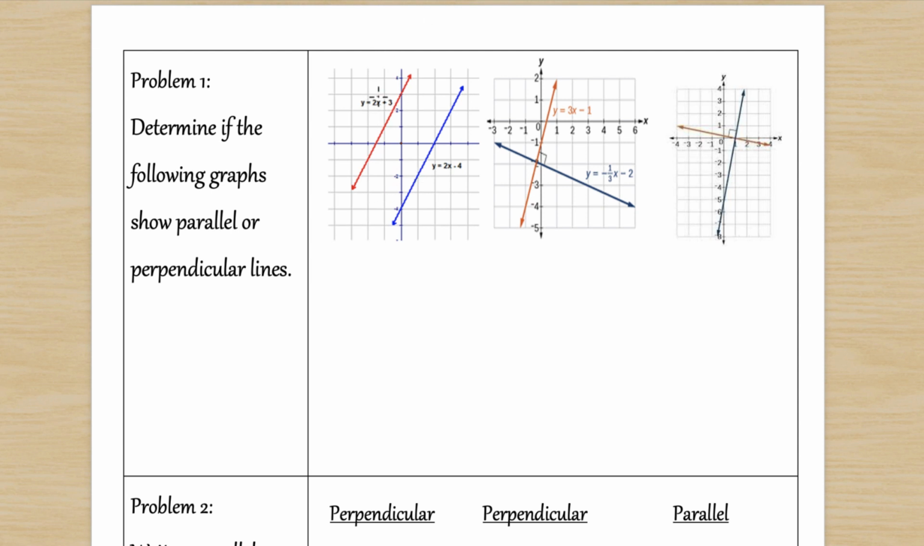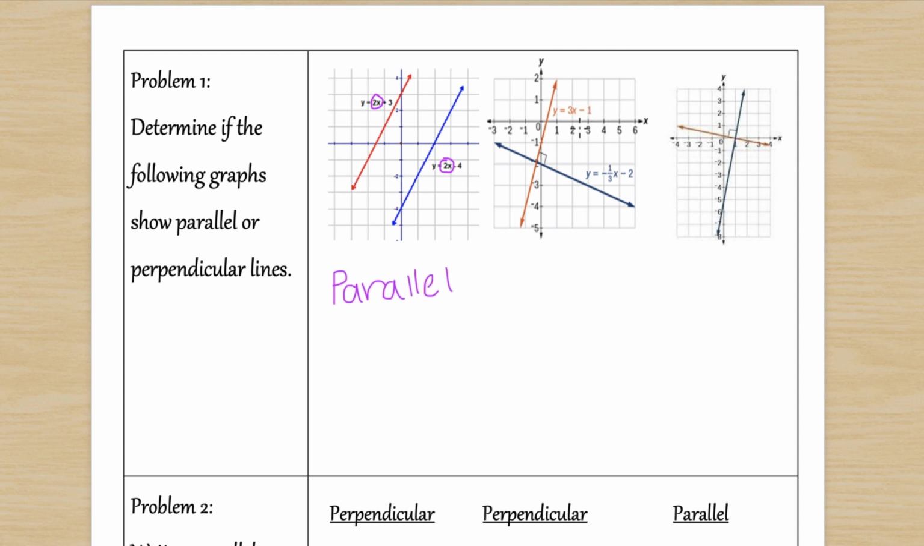So the first one, both of the equations are in slope-intercept form, and we can see their slopes as both being 2, and their y-intercepts are both different. And it looks like if we extend the lines from both sides, that they would not intersect. So based on all of this, we can conclude that this graph shows parallel lines.